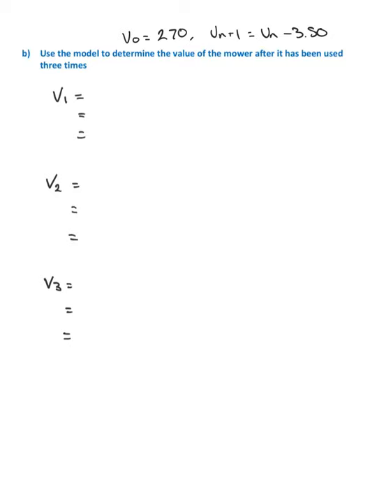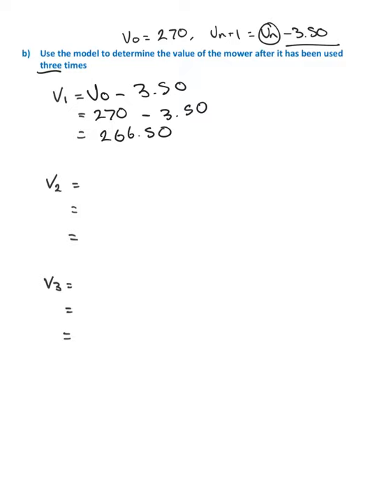This next part, B, says use the model to determine the value of the mower after it has been used 3 times. Now we can do this using our Casio, and that's what I recommend, but I'm going to show you how to model it here. So V1 is going to be calculated by the current term minus $3.50. We've got V0 minus $3.50. V0 was $270 minus $3.50. We get $266.50.